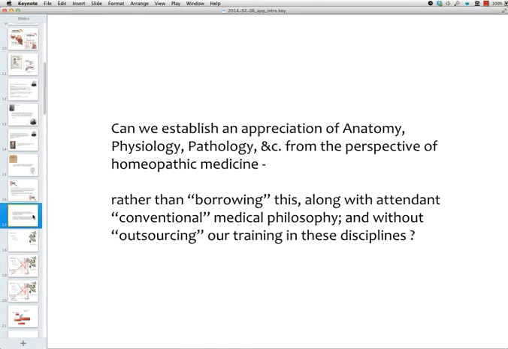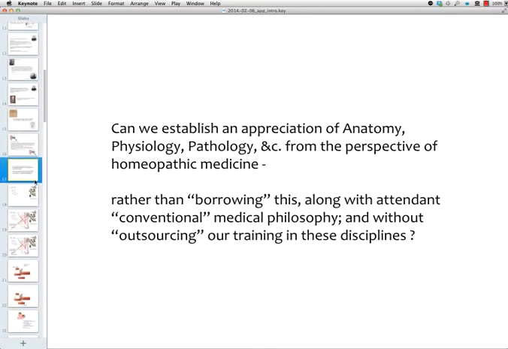So I want to ask, can we establish an appreciation of anatomy, physiology, and pathology, etc., from the perspective of homeopathic medicine, rather than having to borrow this along with the attendant conventional medical philosophy? And can we do this without outsourcing our training in these disciplines? Okay. In other words, can we create an appreciation of anatomy, physiology, and pathology that come from our perspective rather than are borrowed from another's perspective?